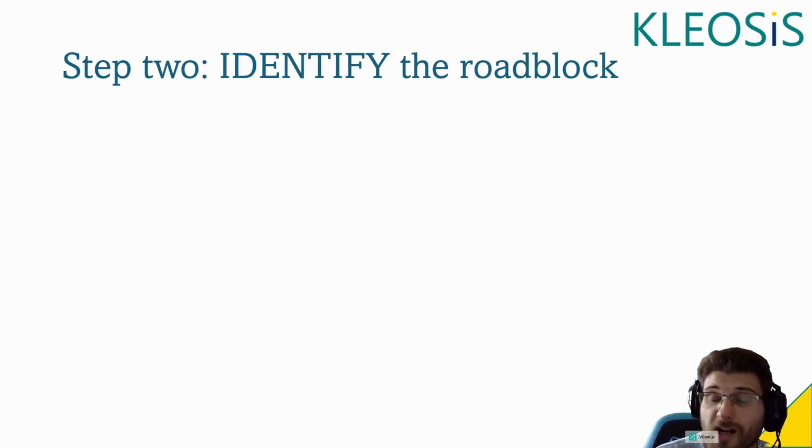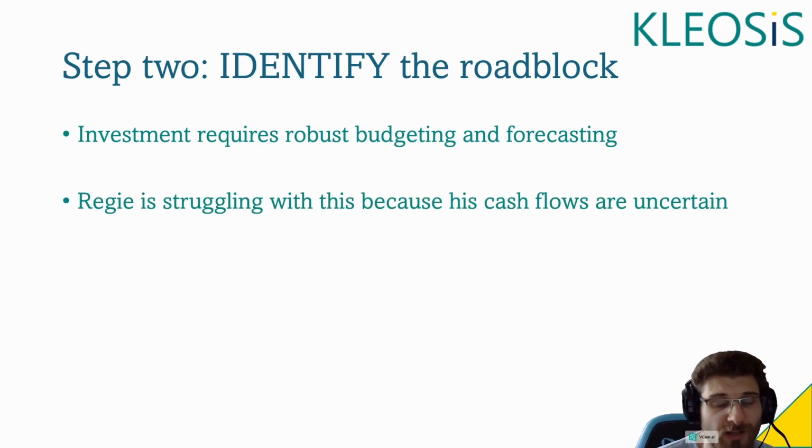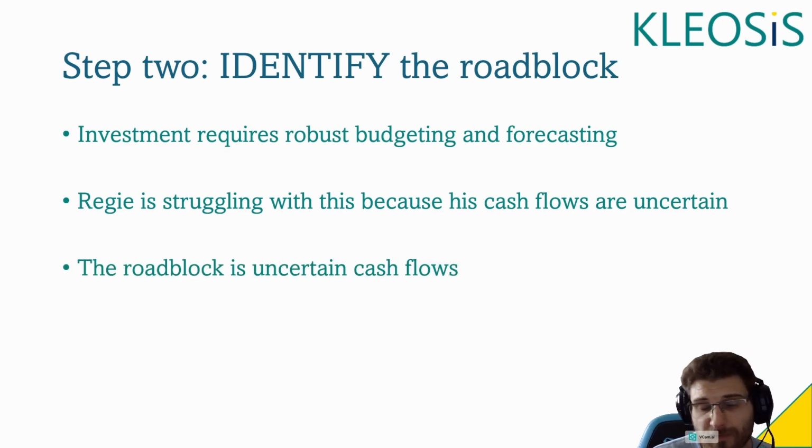And step 2, you want to identify the roadblock. So investment in general requires robust budgeting and forecasting, and this is really a requirement by financial institutions who would like to lend you money, and you need to show them that you can pay back the loan. You might also need to show them that your new venture will be profitable in some sense, and that's the case when you're building new premises for a brewery. So Reggie's really struggling with this because the barley malt prices are moving so fast and in such large movements. His cash flows are really, really uncertain at the moment. So we've identified that the roadblock is these uncertain cash flows.